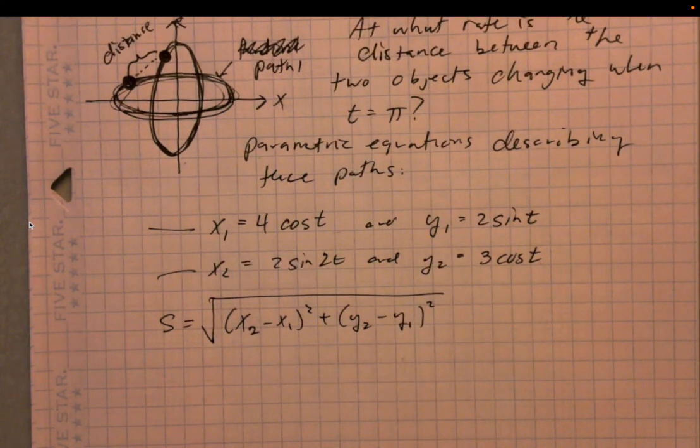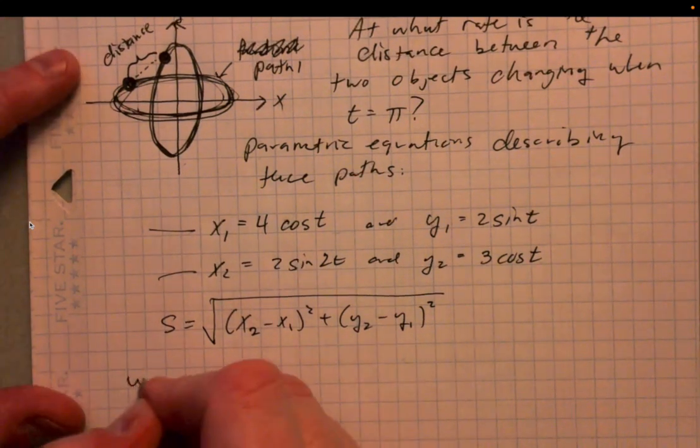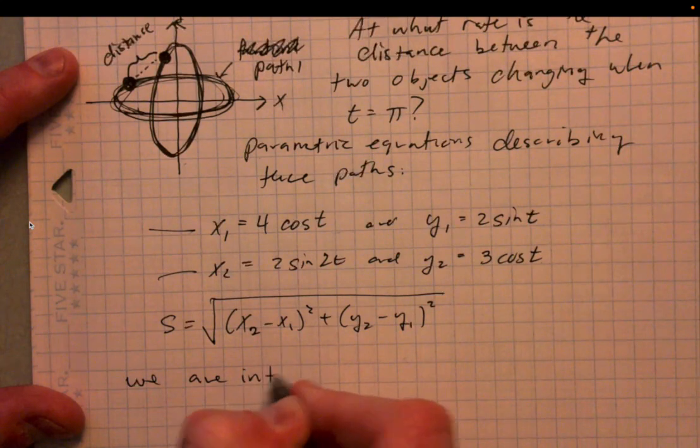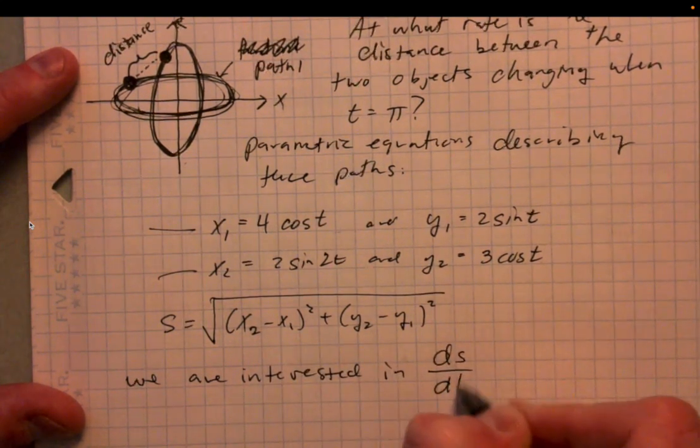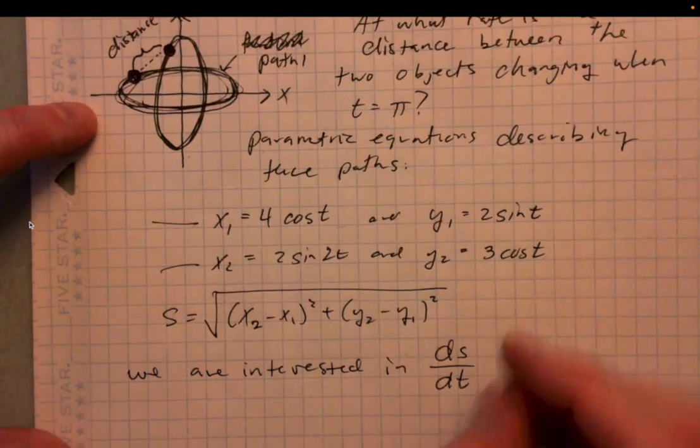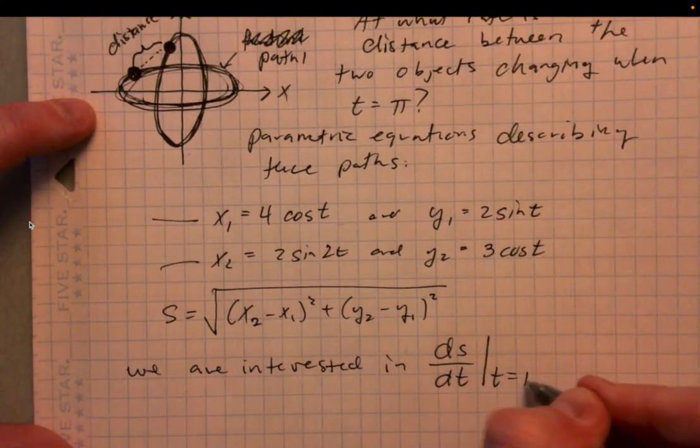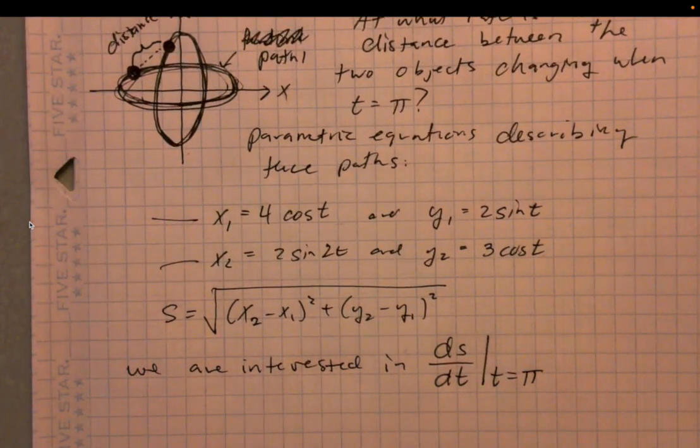Now what are we interested in? Well, we want to know what the derivative of s is for some t, for any t, right? So we are interested in ds/dt, and specifically when t is equal to pi. So when you plug the value of pi in, what do you get?